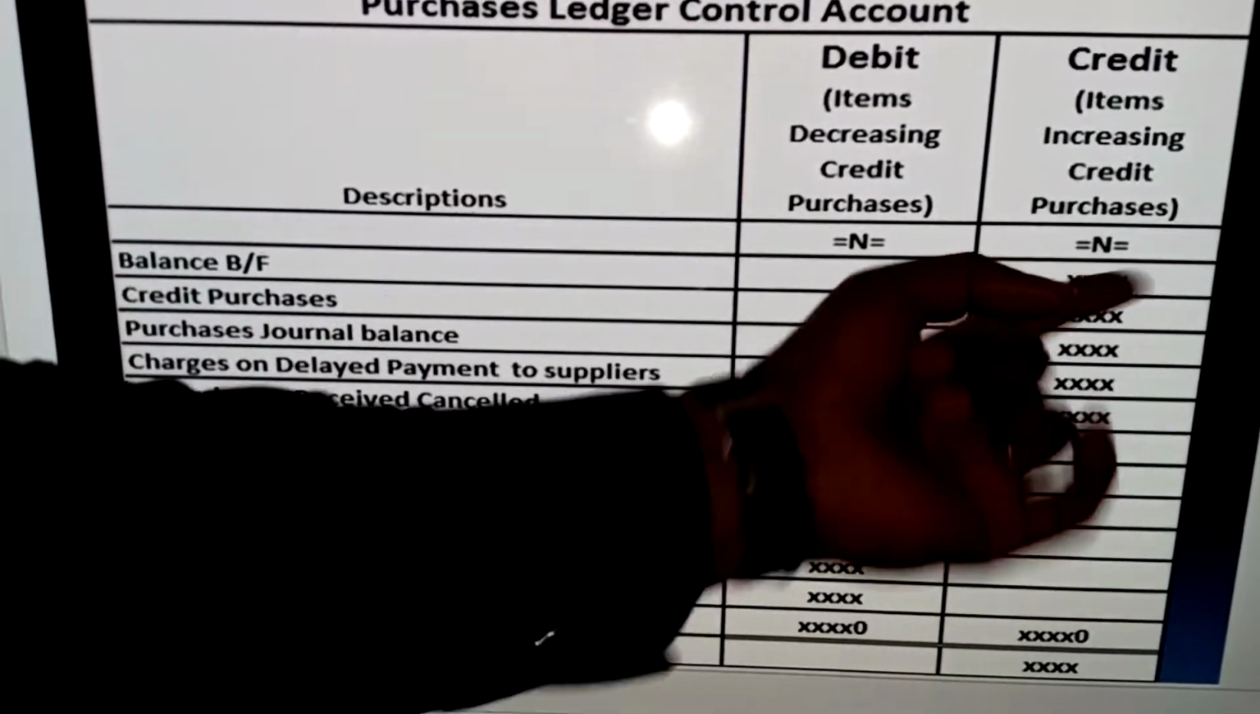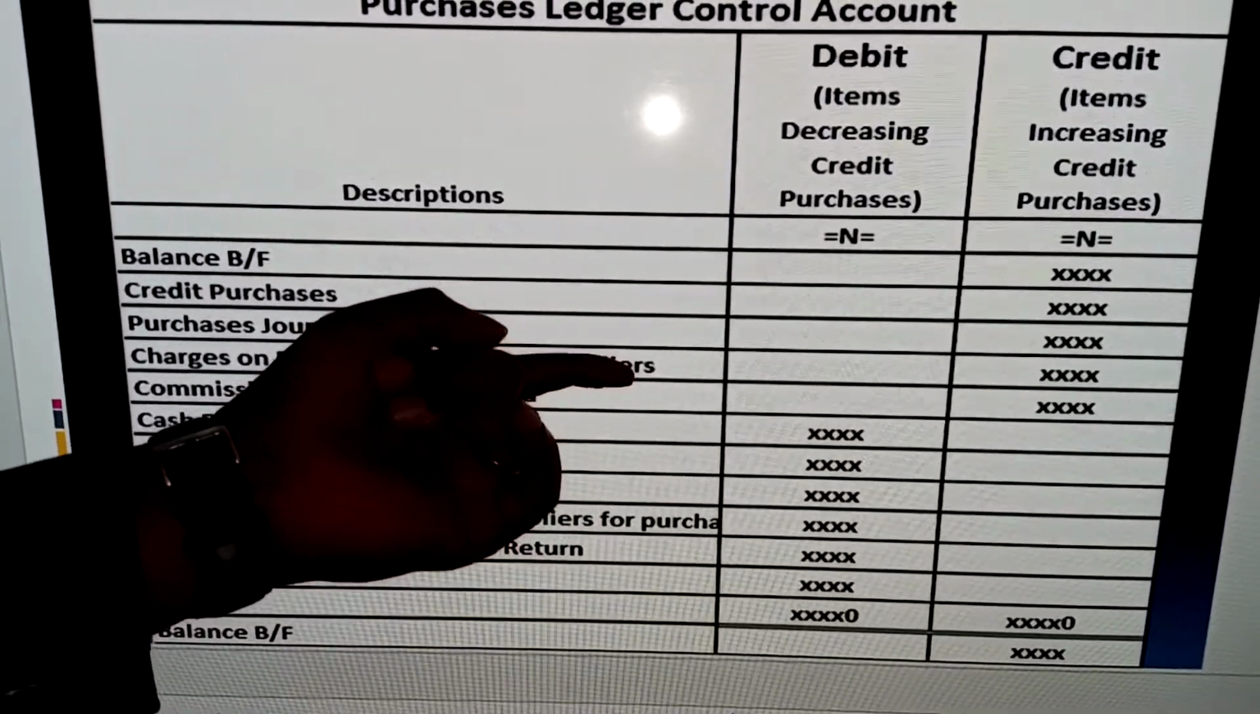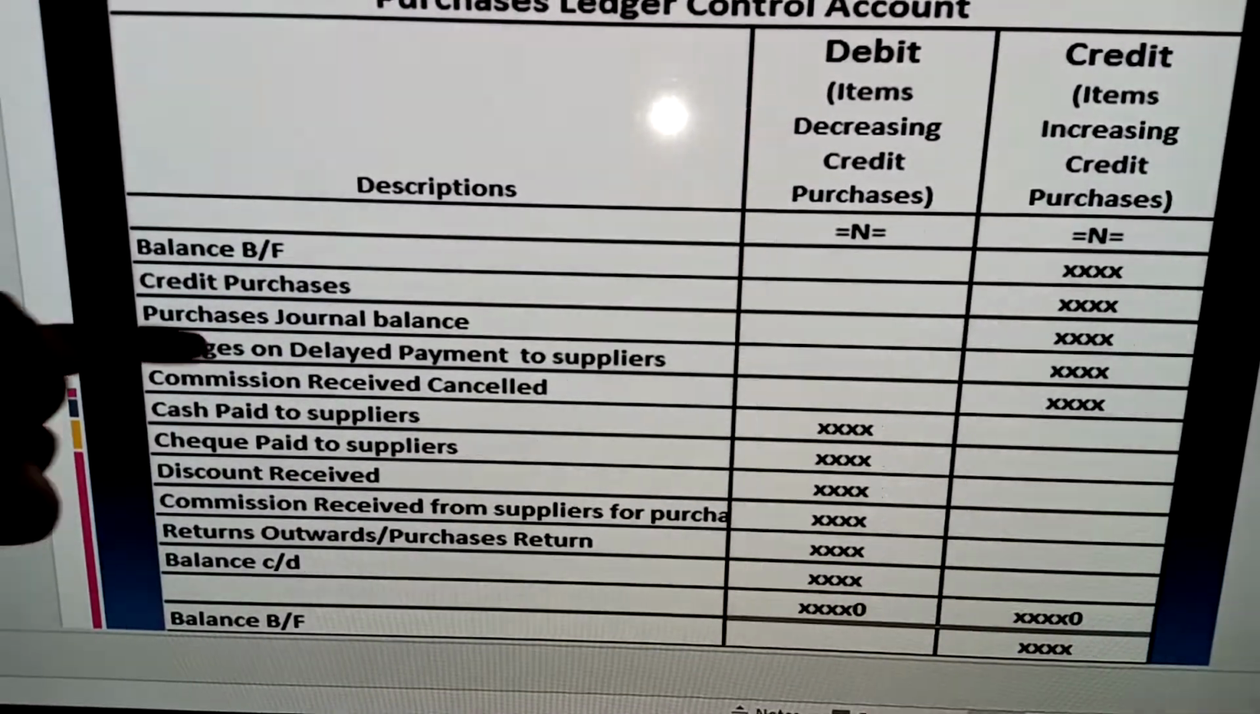So it comes here. Charges on delayed payment. So if we did not pay suppliers on time and they are charging us, it increases what we are owing them. Credited. Commission received cancelled.